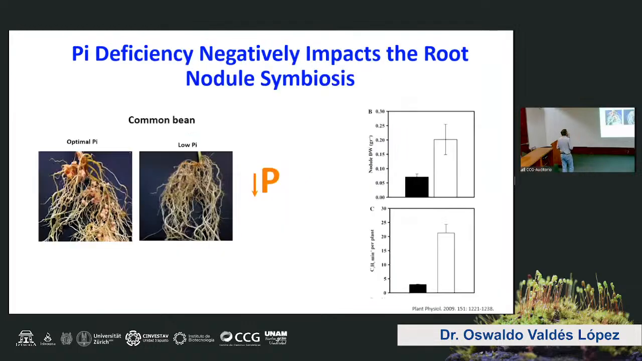In the case of the root nodule symbiosis, this work is from the Jean Hernandez group, a long time ago when I was a PhD student. We noticed that under low phosphate conditions, the number of nodules is significantly reduced, more than 50% reduction. But not only the number of nodules is affected, also the nitrogenase activity is significantly reduced. So phosphate has a negative impact in forming the nodules, but also in the functioning of those specialized organs.